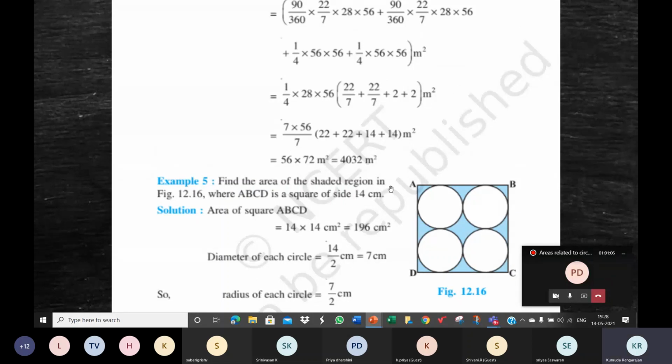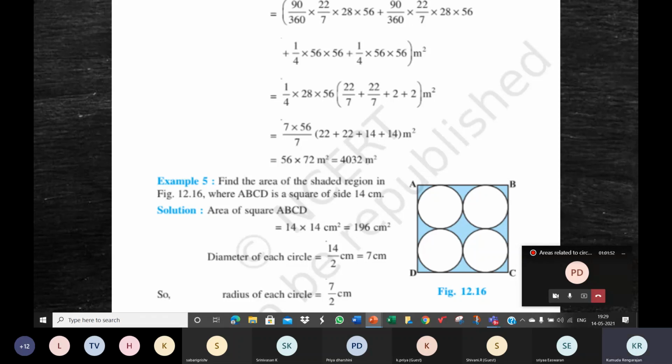So find the area of the shaded region in this figure. Given that ABCD is a square of side 14 centimeters. So how do you handle this? First, what are the plane figures involved? Obviously, the four circles are congruent circles. They're identical circles. Only then they can touch each other like this.